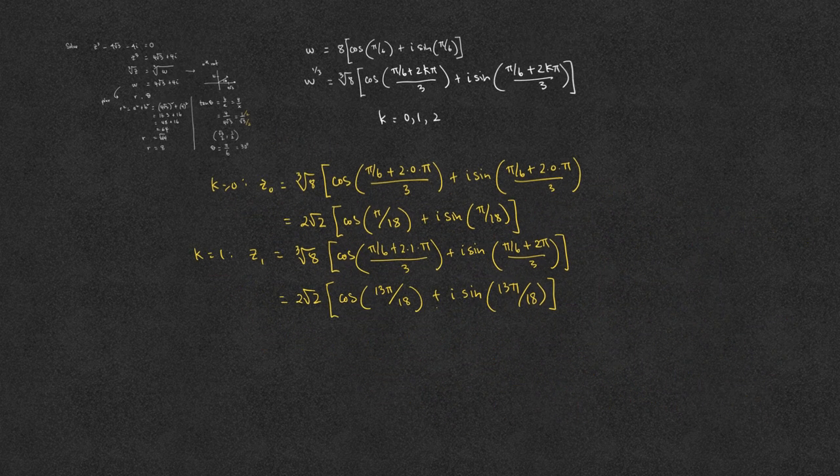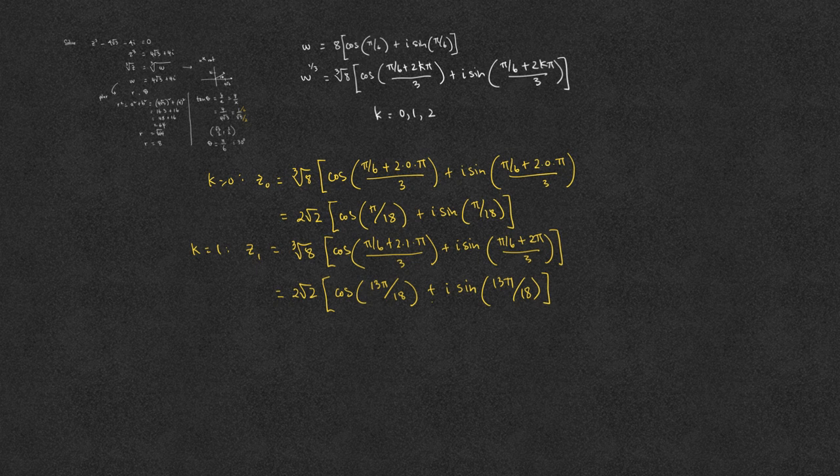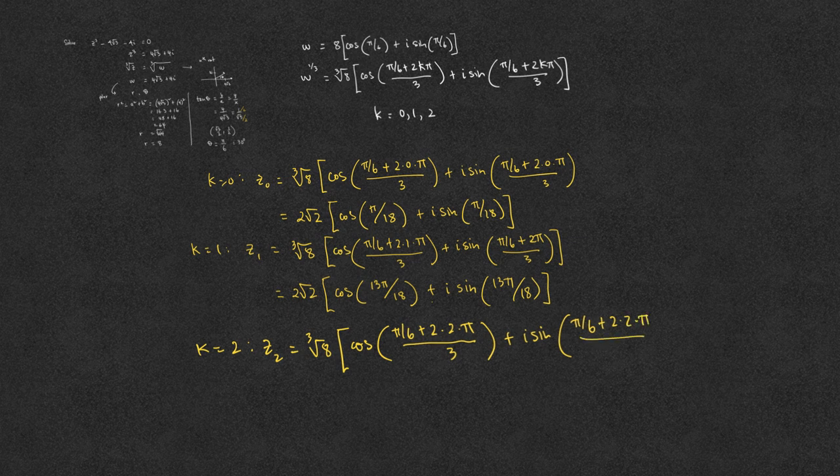The third solution and the last solution is when k equals 2. z sub 2 is the cube root of 8 times the quantity cosine of pi over 6 plus 2 times k, but k is 2 now, times pi over 3 plus i sine of pi over 6 plus 2 times 2 times pi over 3.